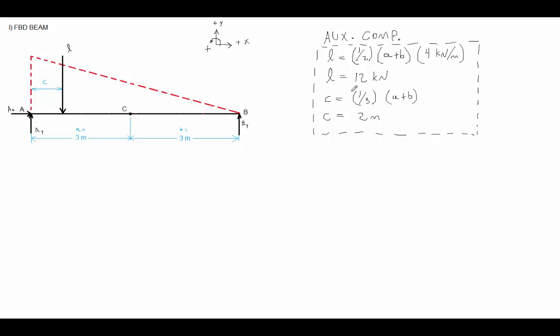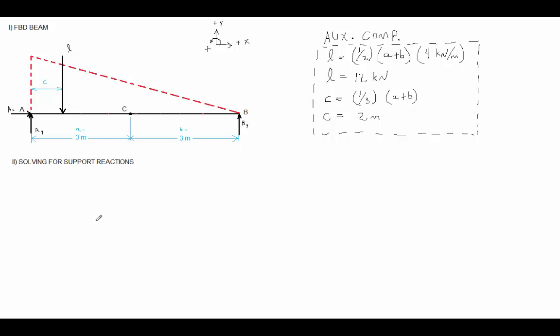So here I've calculated the value for the force, which is 12 kilonewtons, and its location, which is at the centroid of the distributed load. Remember that this equation for the area and this equation for the centroid are going to vary. The equations will be different based on what the shape is. In this case, the shape is a triangle, so I'm using the equation for the area of a triangle and the centroid of a triangle.